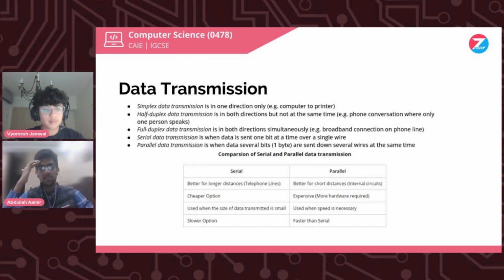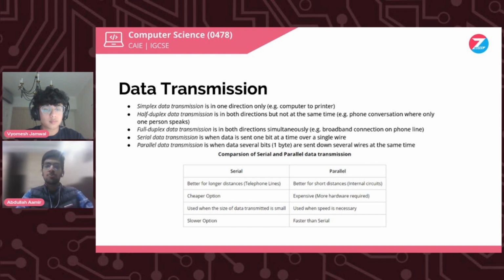In half duplex data transmission, we both can send data, but not at the same time. So if I am speaking, Umesh cannot speak to me, but Umesh can later on speak to me when I am not speaking. In full duplex data communication, we can have parallel communication in which we both are speaking at the same time.